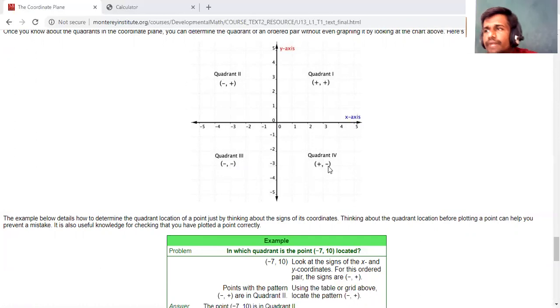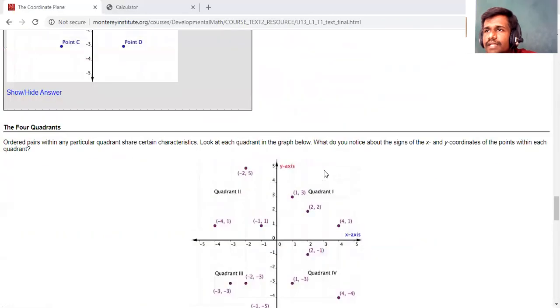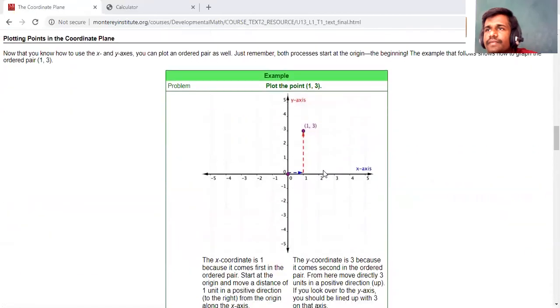Now you can see how to locate a point. For example, suppose we have to locate the point (1, 3). Here the x-axis value is positive and the y-axis value is positive, so in which quadrant is it? It is the first quadrant. Now find 1 on the x-axis, and 3 on the y-axis. The intersection point is (1, 3). Like that you have to locate the point.